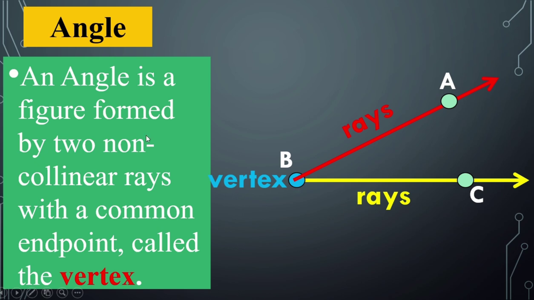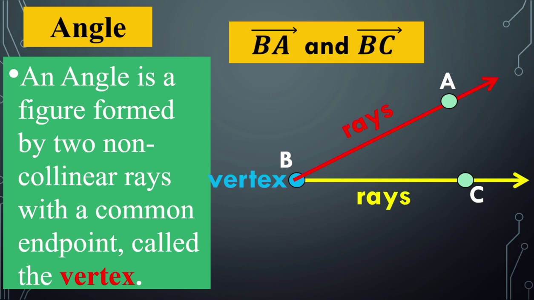Let us repeat: an angle is made up of two non-collinear rays. These are our two non-collinear rays that must have a common endpoint. Since point B is the endpoint of ray BA and also of ray BC, this is the common endpoint. And this is what we call the vertex.